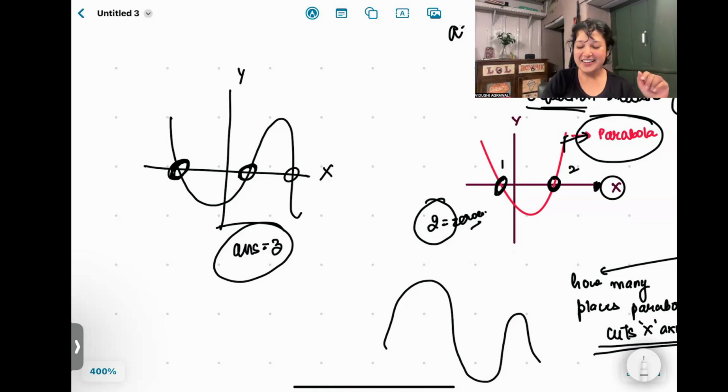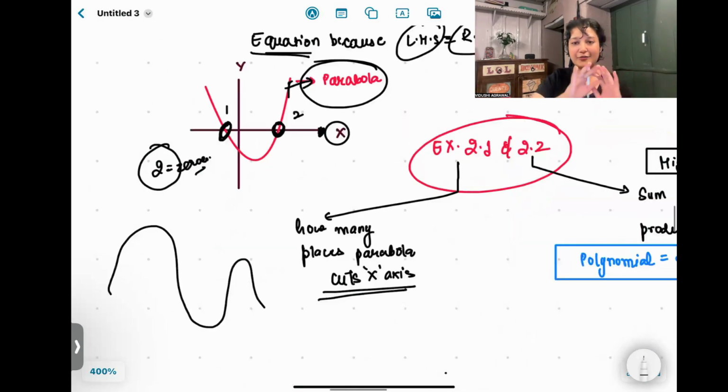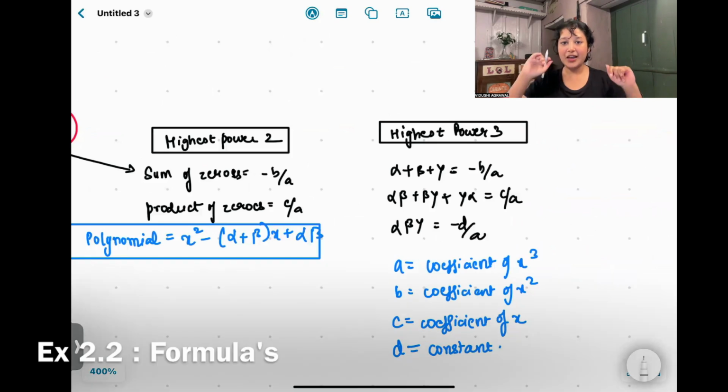In the second assignment, we are having only these formulas and our second assignment will be completed. Sum of zeros is minus b upon a. This is what we have got to learn. Product of zeros is c upon a. Easy.